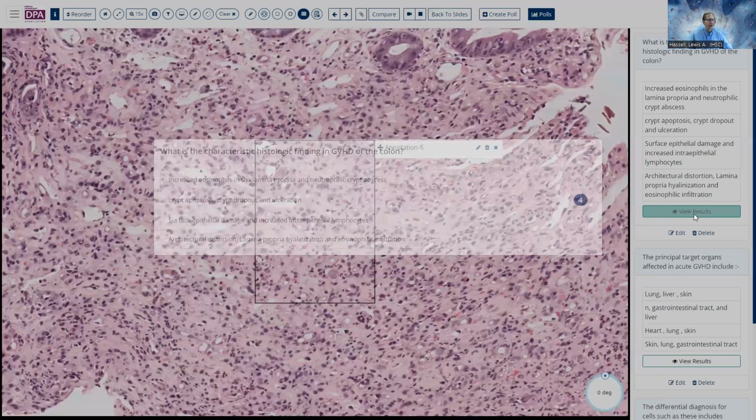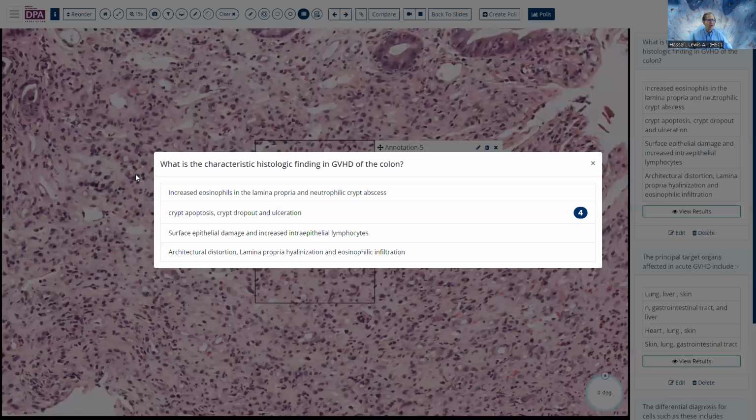All right, let's review our MCQs, characteristic histologic findings. Apoptotic cells within the crypts, dropout, maybe ulceration, characteristic of GVHD in the colon. We haven't talked about GVHD in other organs. In the other areas of the tubular tract, somewhat similar. In the liver, quite different.